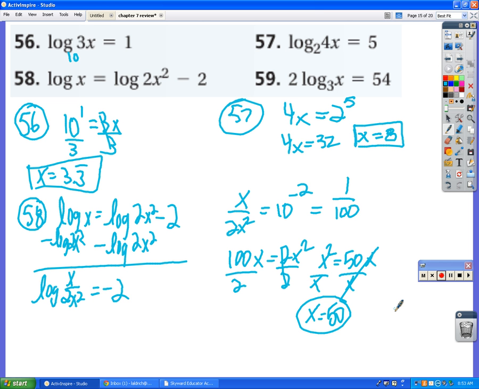What'd you do with the very last step? Very last step, I divided by x, and then since x squared over x is x, x equals 50. Okay, let's try number 59, which is not nearly as difficult. 10 to the -2 is 1 over 100. Okay.